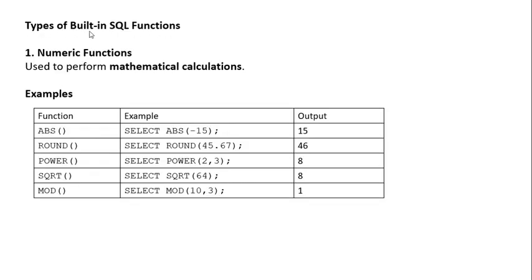The other type is the built-in SQL function. First is the numeric function, used to perform mathematical calculations. The first function is ABS. In a select query, write SELECT ABS(-5015); ABS converts a negative value to a positive value.